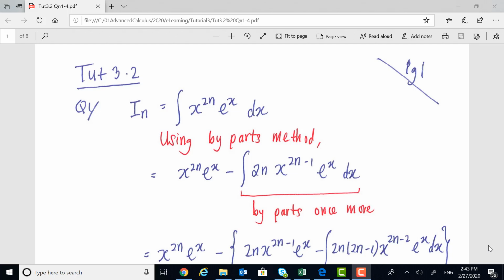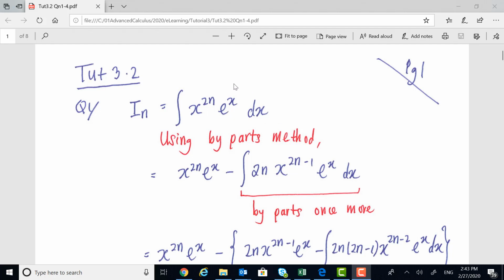Tutorial 3.2, Question 1. In question 1, we are supposed to prove a certain reduction order formula for a particular integral. In this case, you have the integral I_n equals x to the power of 2n e to the power of x. So to do such a question, we want to use the by parts method. In doing by parts, we have to choose to differentiate one term. I choose to differentiate this, and then to integrate the other one.